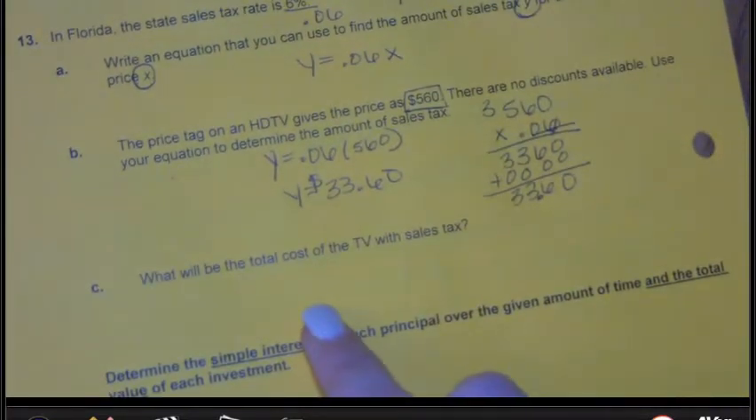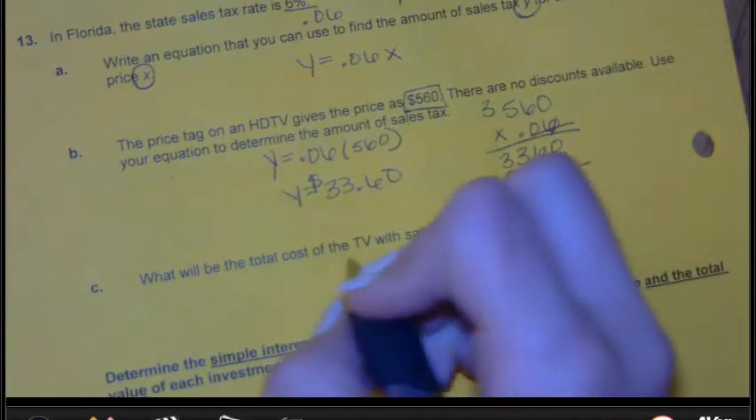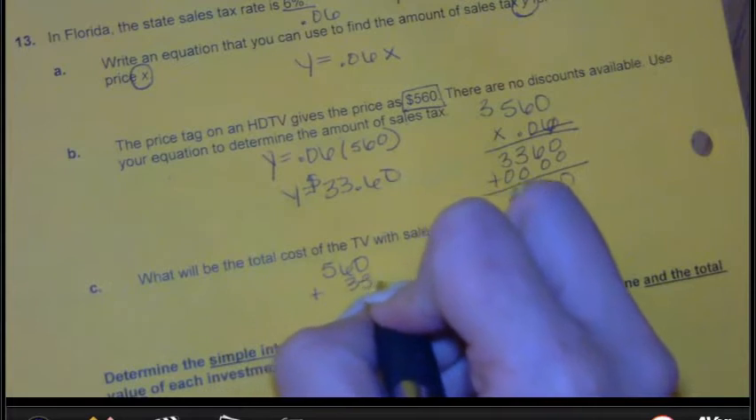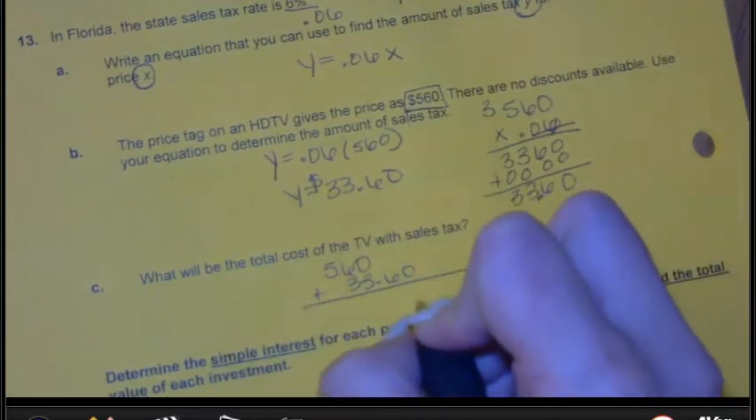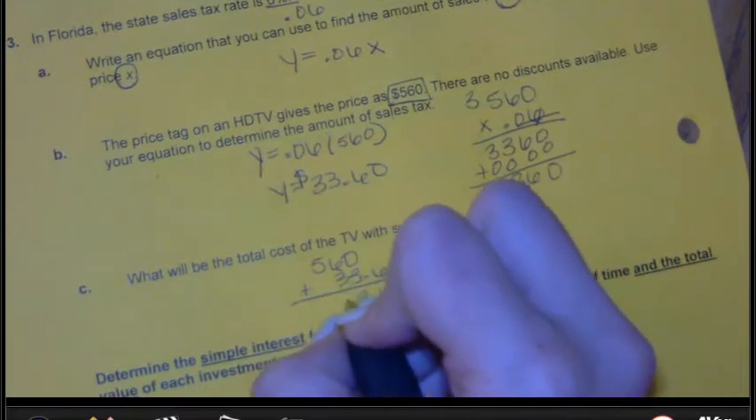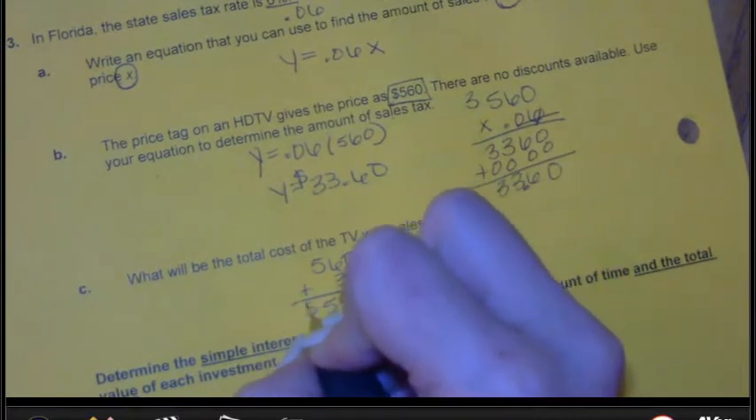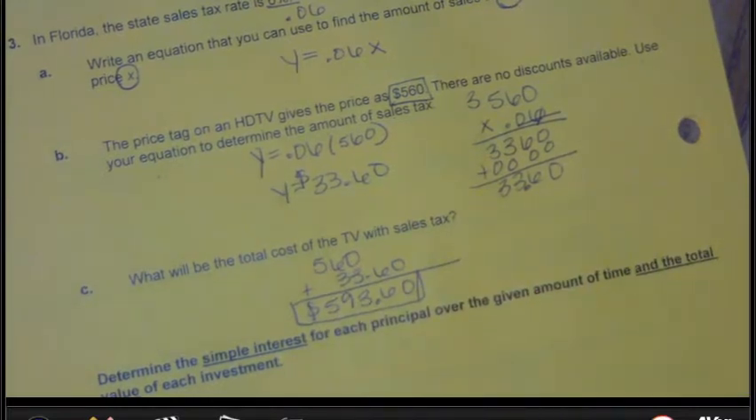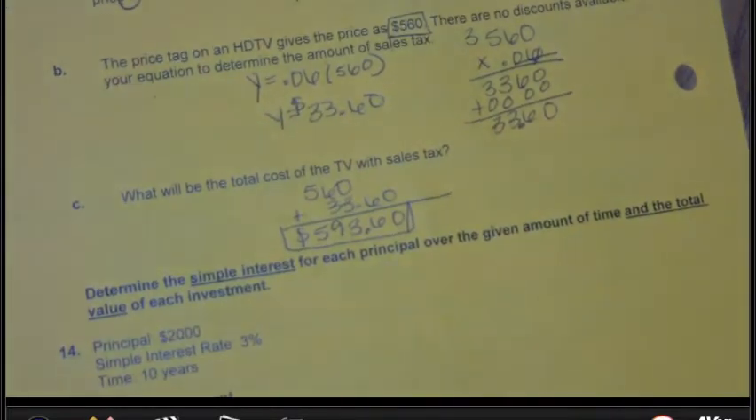What will the total cost of the TV with sales tax be? So my TV is originally $560. I'm adding $33.60 in taxes. So my TV, 6, 7, 8, 9, is going to be roughly $593.60. All I need to do is just add the amount of taxes back to the original.